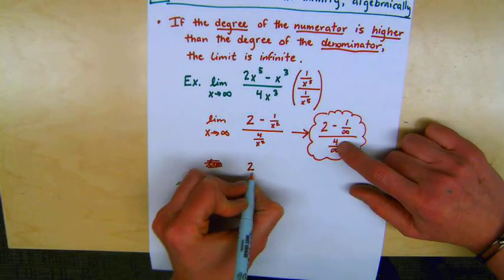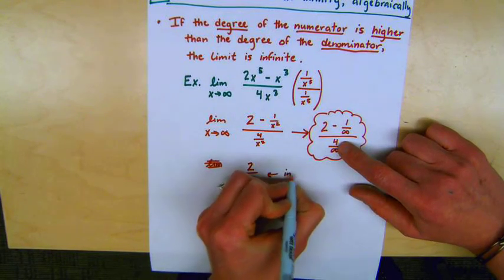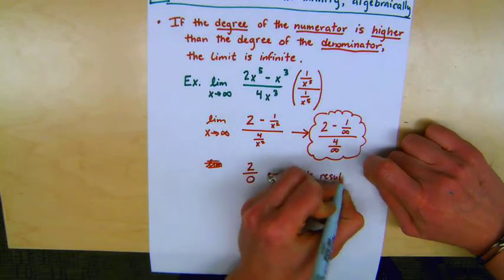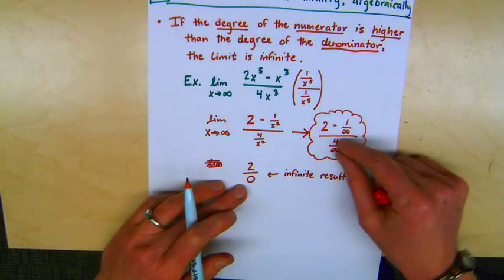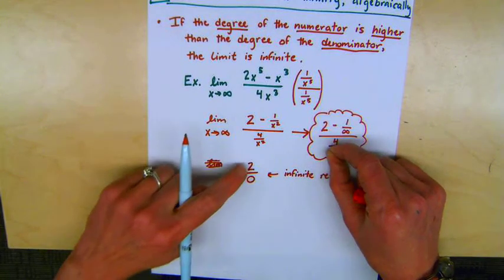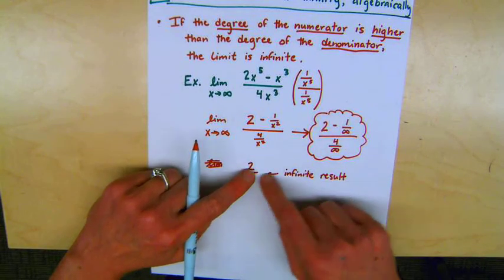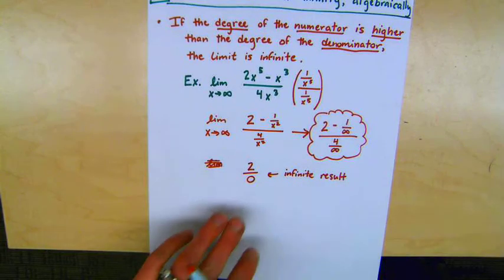I end up with 2 divided by 0, which is an infinite result. Your calculator will say that it's undefined, and really what's happening is this denominator is getting smaller and smaller and smaller. So when I divide by a smaller and smaller number, the result is going to get bigger and bigger and bigger, which is infinite. So that's one of the rules.